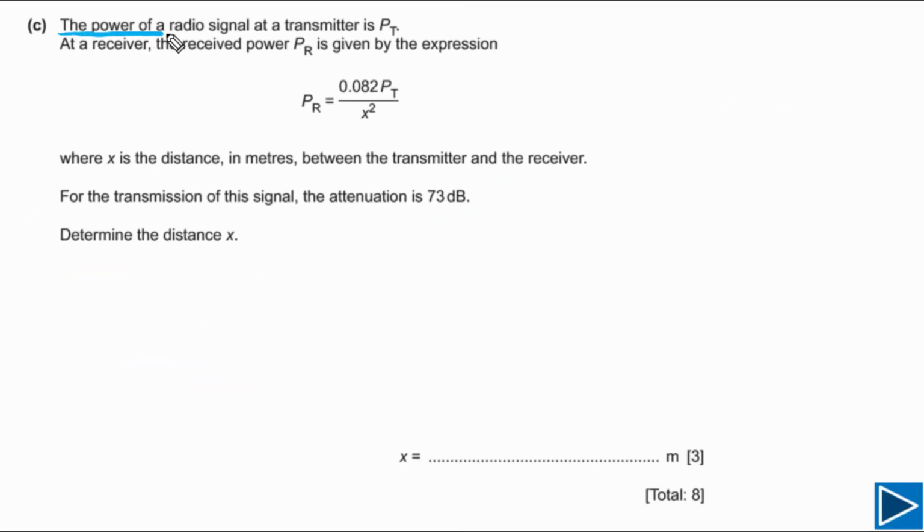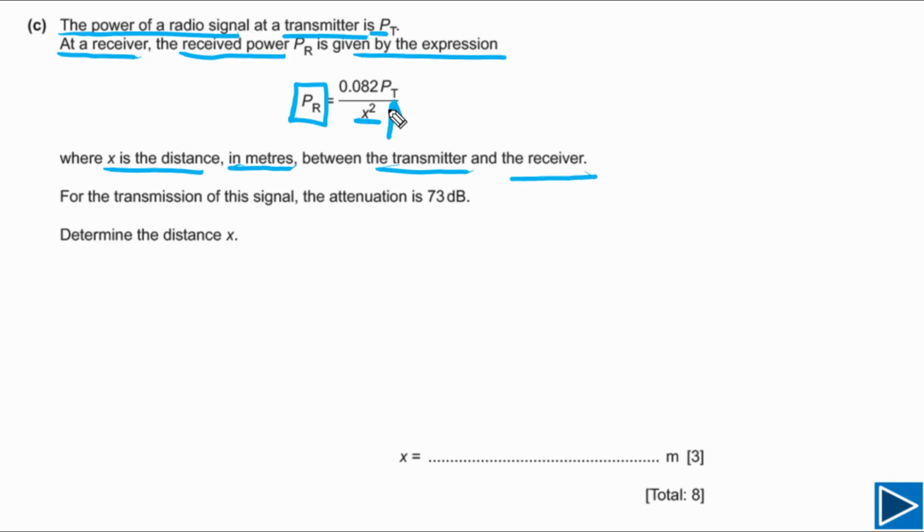For part C, the power of a radio signal at a transmitter is given, and that is equal to PT. At a receiver, the received power is given by the following expression: PR is equal to 0.082 PT divided by x squared. Here x is the distance in meters between the transmitter and the receiver. If x increases, PR will decrease. For the transmission of the signal, the attenuation is also given, and that is equal to 73 dB. We need to find the distance x, and the answer has to be in meters.